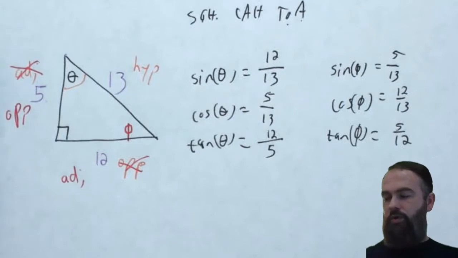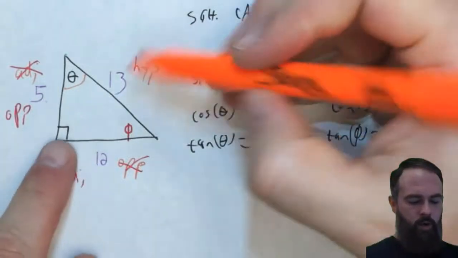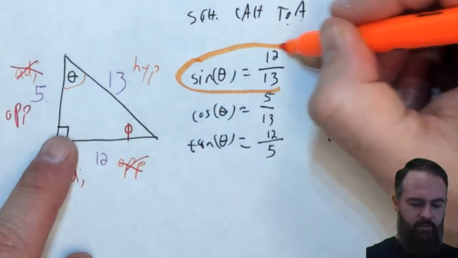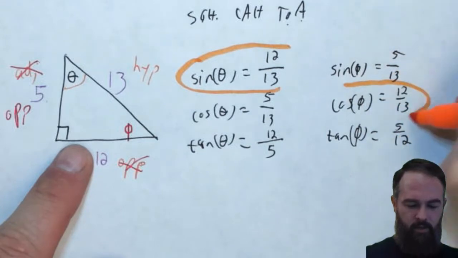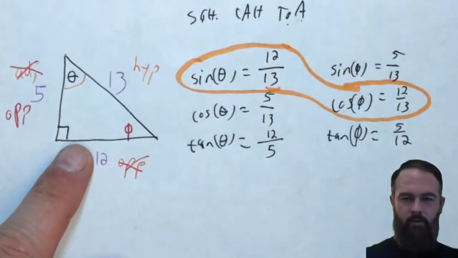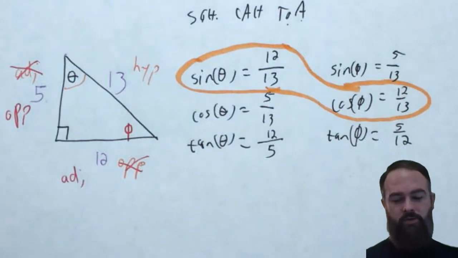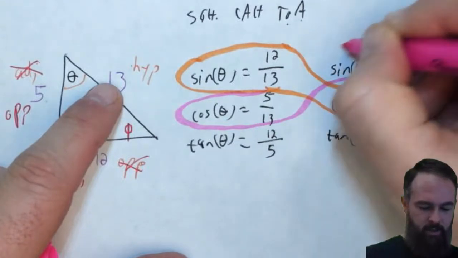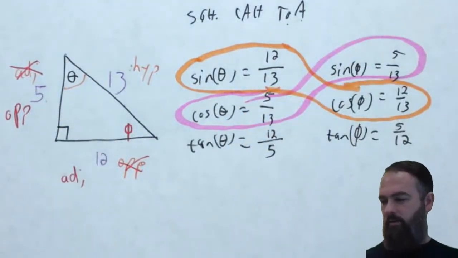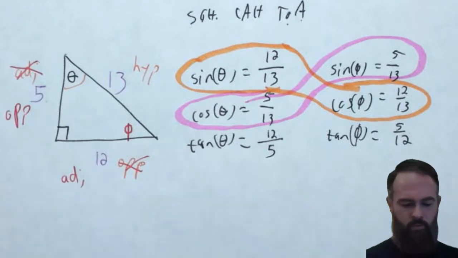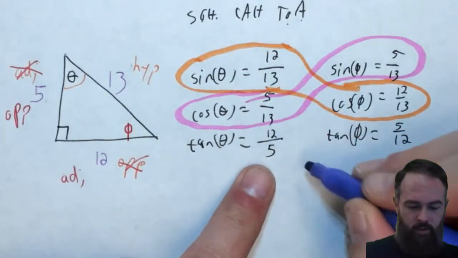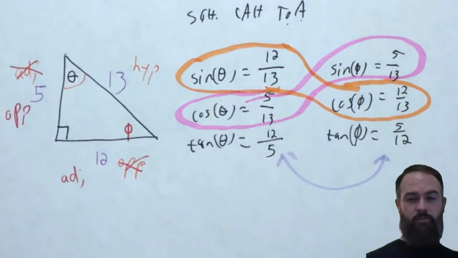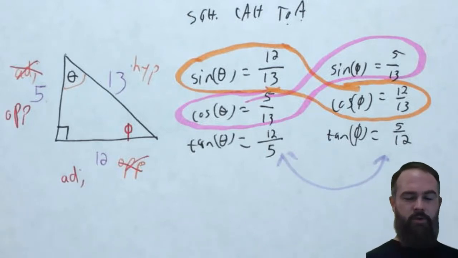Now, something I want you to notice here. Whenever I change reference angles within the same triangle, notice that the sine of theta is exactly the same thing as the cosine of phi. Whenever I change points of view, the sine and cosine values just swap places. Also, the cosine of theta is equal to the sine of phi. And one more thing, notice that these two are just reversed. The numerator and the denominator have been switched. They're just reciprocals. So there we go. That's all we have to do to identify our trig functions.